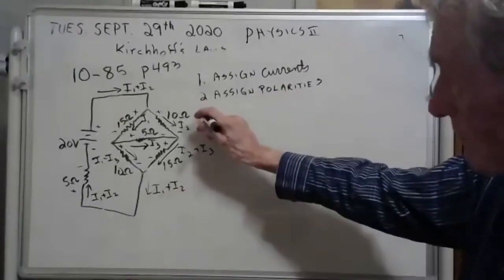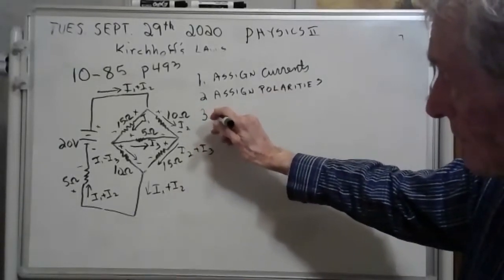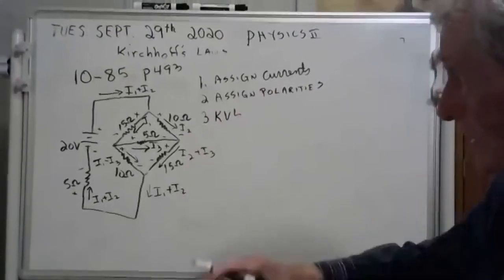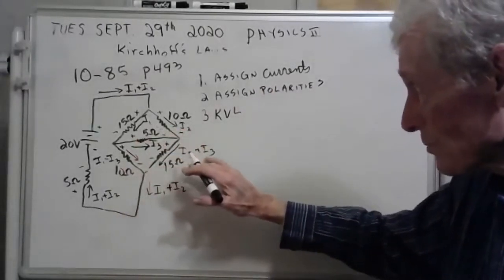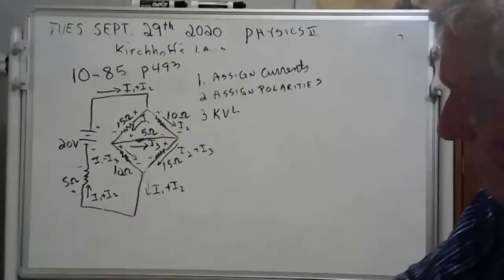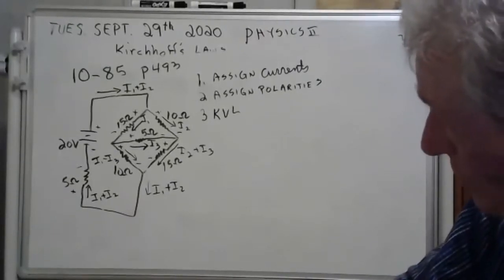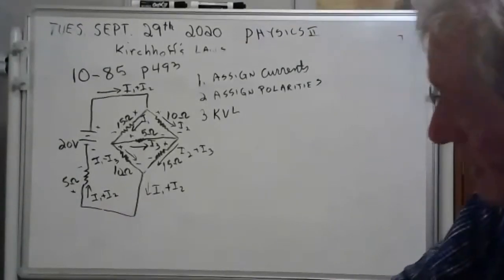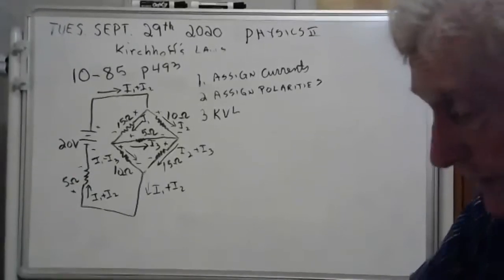Step number 3 is KVL. We've already done KCL. See this I3 and I2, they come together and form I2 plus I3. We've already done the KCL, but now we're going to do KVL. There's 3 unknowns here: I1, I2, and I3. We need 3 equations. We need 3 loops.